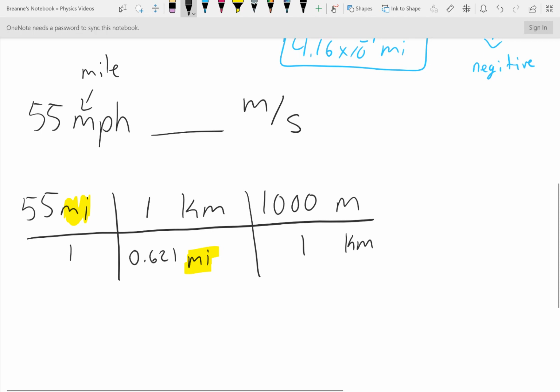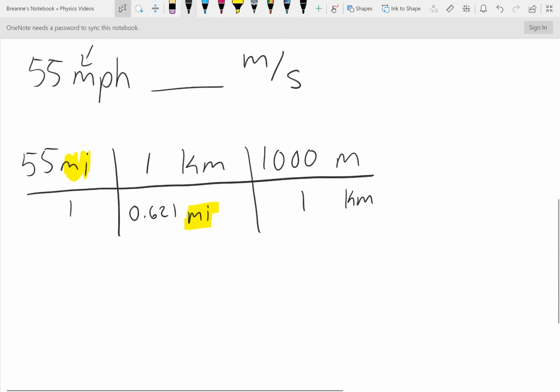Again, there's multiple ways you could have done this. You could have gone from miles, I think, to feet, then feet to meters. You don't have to do it just like this. Now, again, multiply across the top.